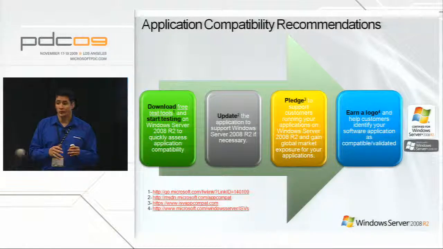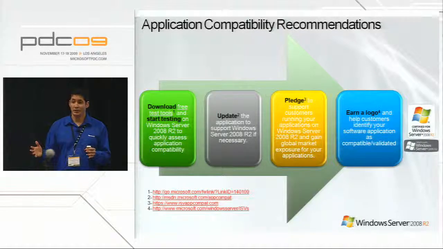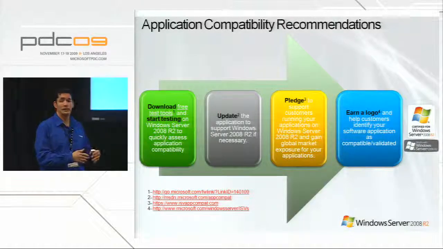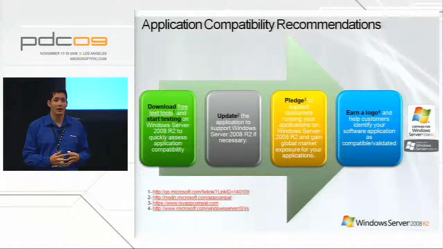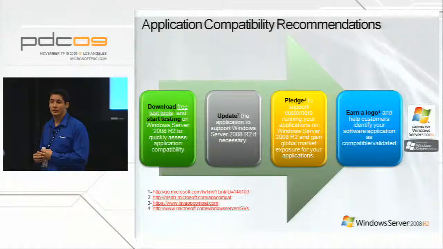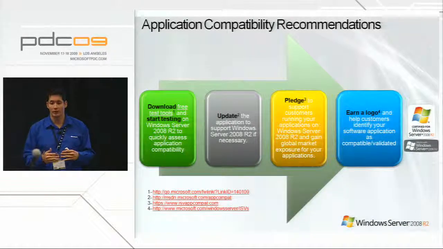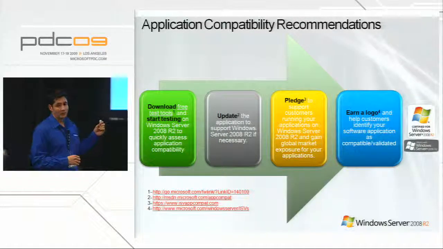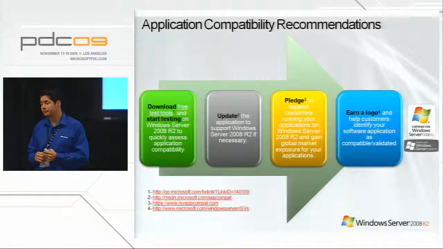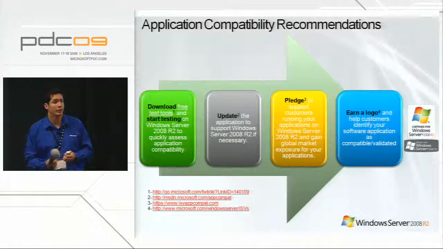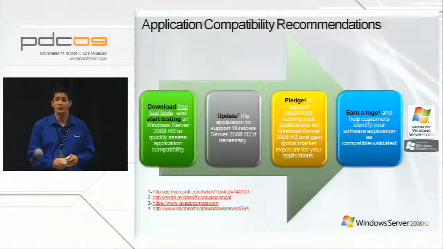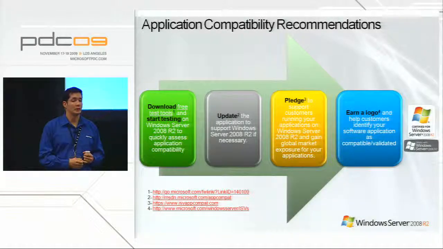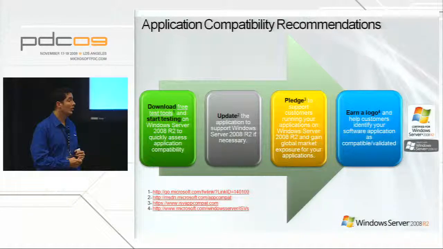And you can get through that to benefits, marketing benefits that include up to 50 partner points and listing and worldwide exposure on our catalog, to many other benefits you can find as we go through the list of many other marketing benefits that we have here for you. So make sure that you download the latest test tool. Make sure you update your application if it's needed. Make sure you pledge support, and make sure you earn the logo at the end. And enjoy and take advantage of the marketing benefits that this actually brings to you.